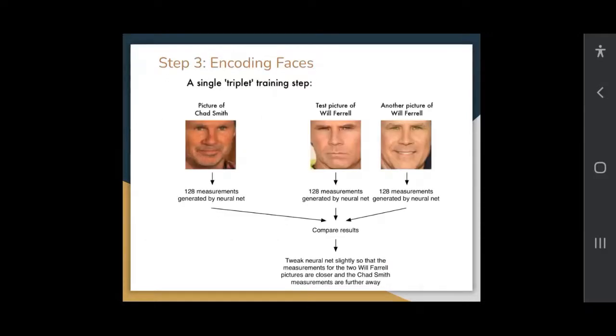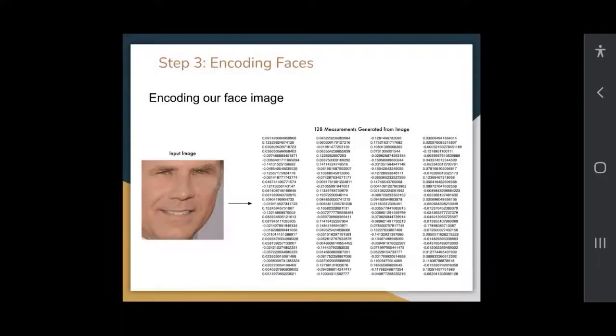In this example, the input is three images. Two of them are the same picture, and one is of a random person. For each image, we generate 128 measurements with the neural net. And we compare all the results and tweak them to slightly make the pictures of the same person much closer to each other, and the picture of the random person much further. And here is an example of the measurements.